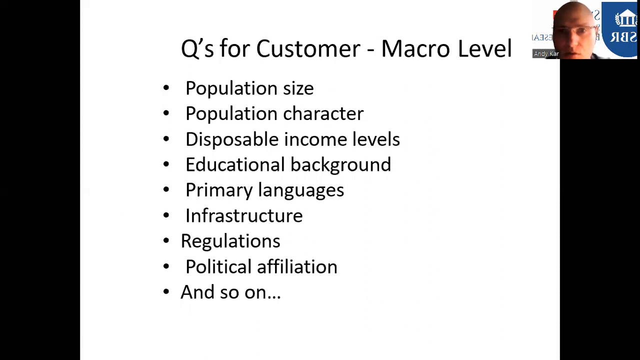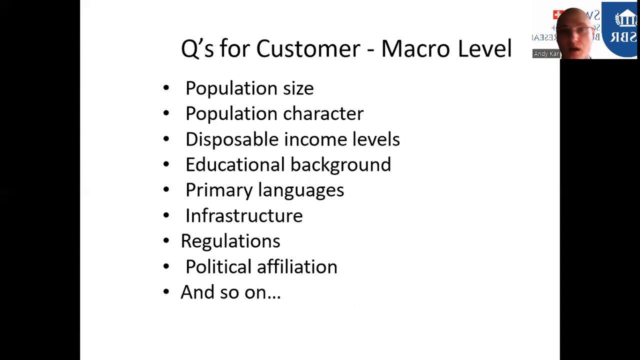Questions for customers in terms of macro leveling. We have the population size. How large is the market in which our customers live? Population character. Do we have older ones, younger ones? For example, if we are selling insurance policies, we cannot address them to people who are over 60 or over 70. People at that age usually do not buy insurance policies. They are bought by people who have families and are in their 20s, 30s, or 40s. Disposable income levels, again, the same.